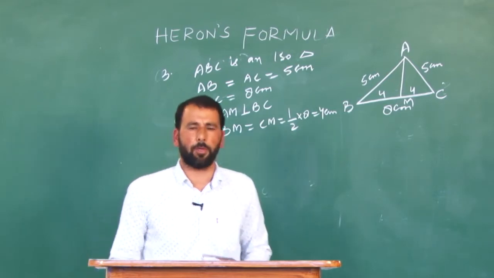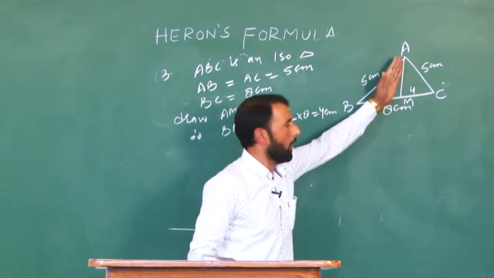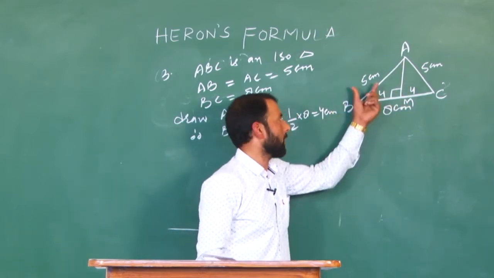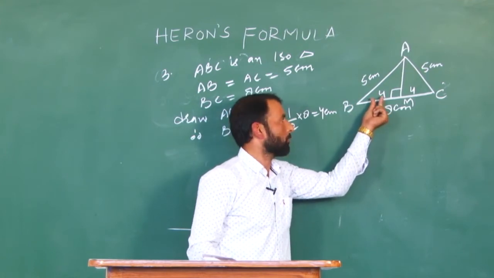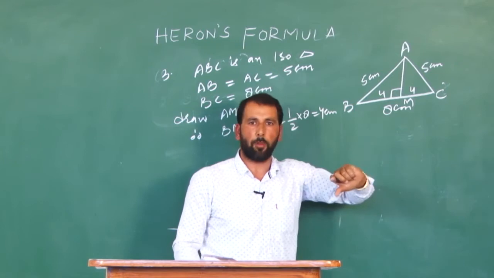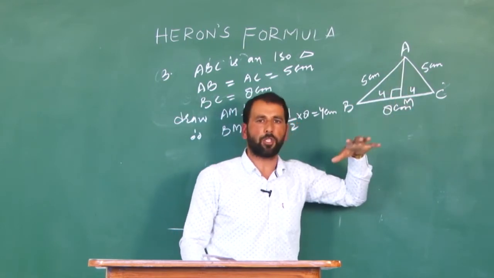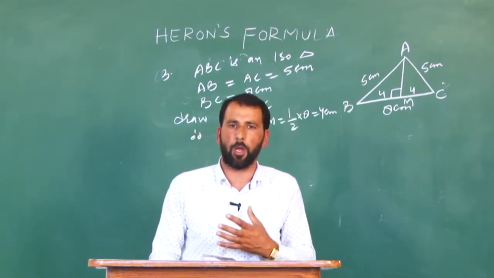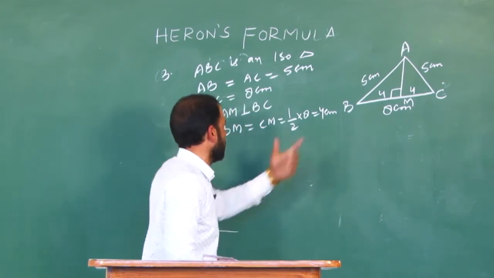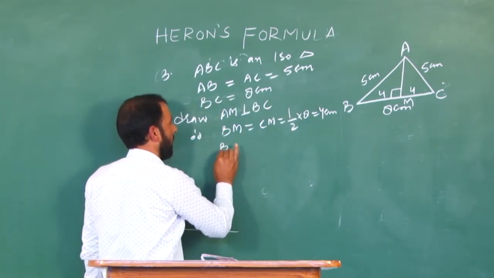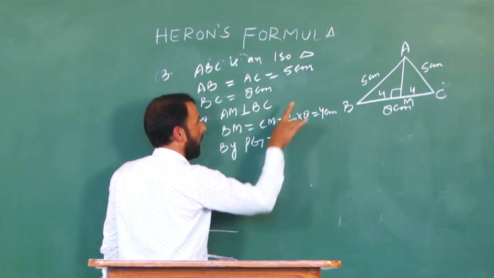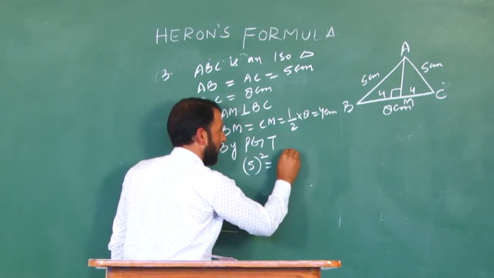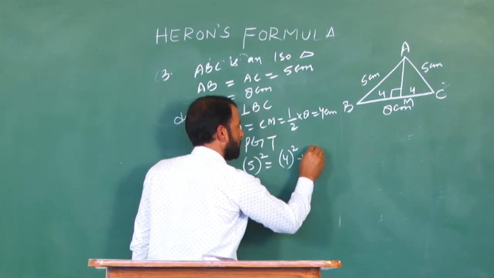Now again consider the right triangle ABM. In this right angle triangle, we have hypotenuse AB, it is given, and base BM, it is also 4 centimeter. Now by using the Pythagoras theorem we find the altitude, that is AM of this triangle, and after finding the altitude of this isosceles triangle, we use the formula 1/2 of base into altitude. So by Pythagoras theorem, hypotenuse 5 square is equal to base 4 square plus altitude AM square.